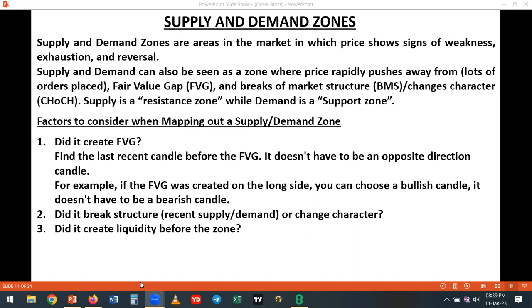Supply is your resistance, demand is your support.